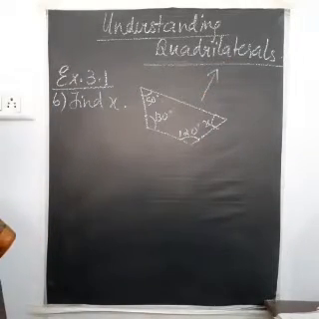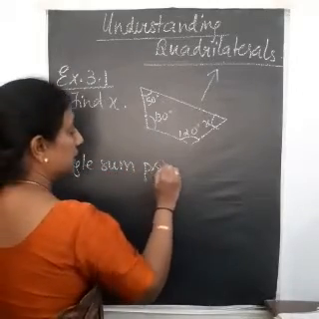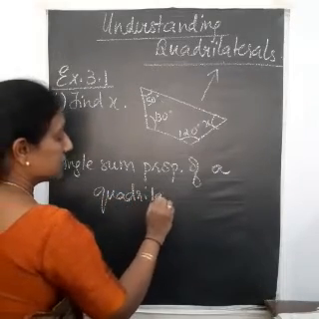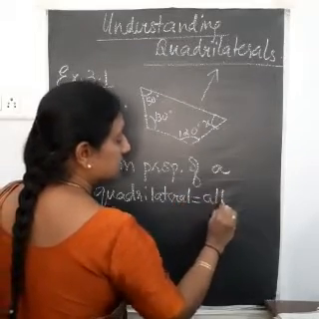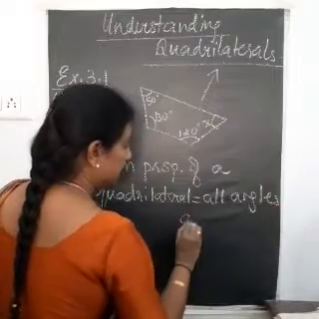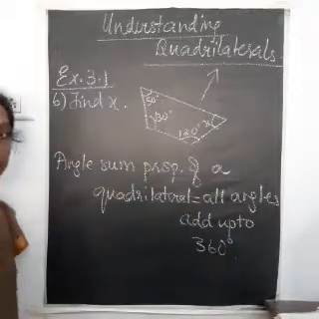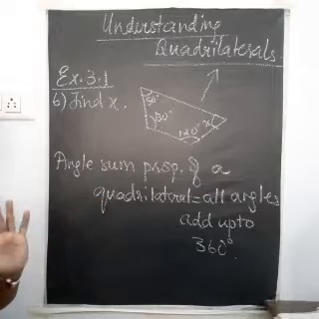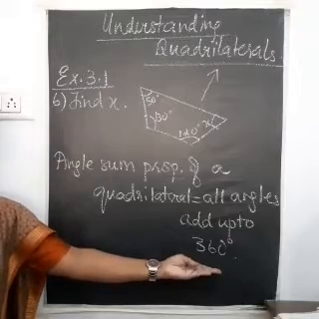Now, what is the angle sum property in a quadrilateral? The angle sum property of a quadrilateral is: all angles add up to 360 degrees. In a triangle, what is the angle sum property? All the angles will add up to 180. In a quadrilateral, they add up to 360. This you must remember.